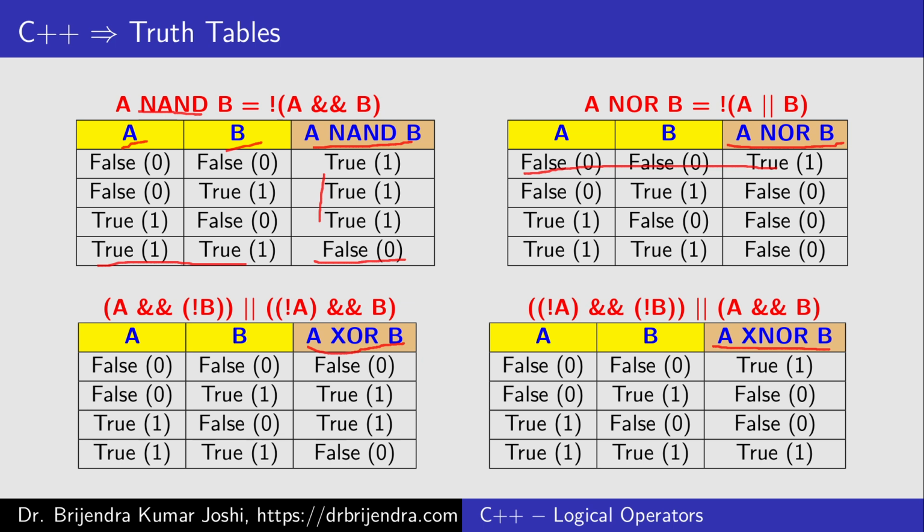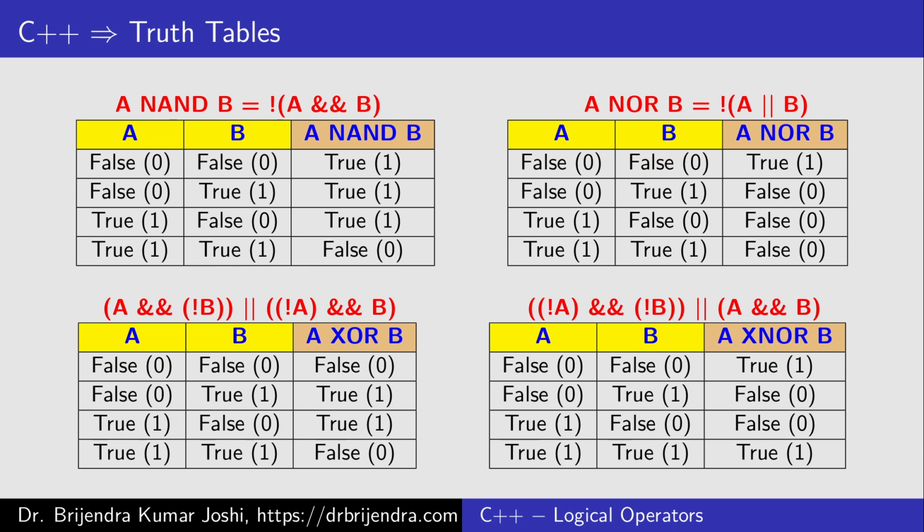In case of A exclusive OR B or A XOR B, the result is true if A and B are dissimilar or different. If one is false, the other has to be true, and vice versa, for A XOR B to be true, otherwise it is false. On similar lines, A XNOR B is true if and only if A and B both are identical. Like in this case, when both are false, the result is true. If both are true, the result is false.